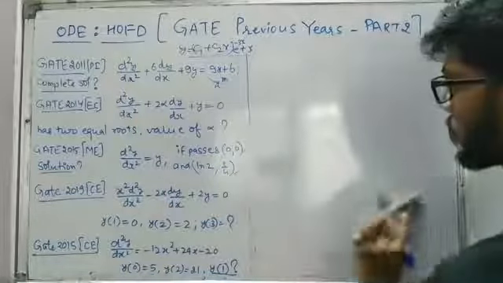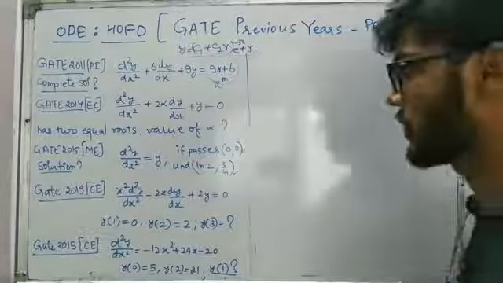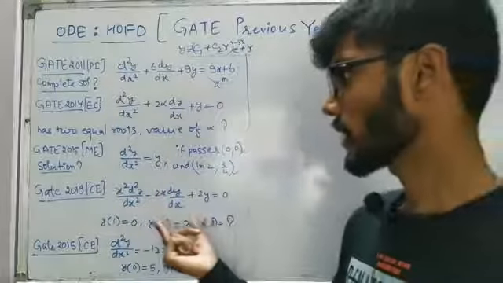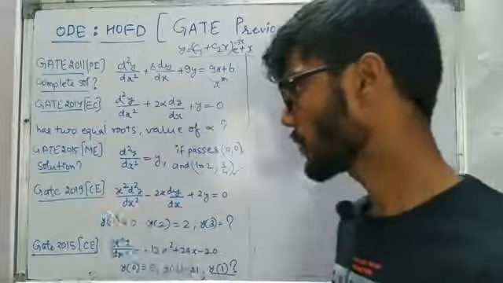So problem number 4 was asked in GATE 2019 in civil engineering, and by seeing this we are able to understand that we have terms like x into dy by dx and x2 into d2y by dx2.